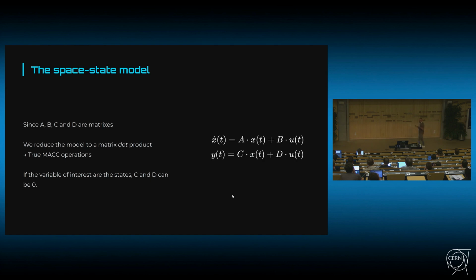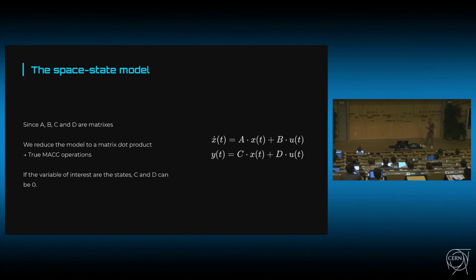What makes this more interesting if we want to implement this in an FPGA is that A, B, C, and D are matrices. If we take a look at the equation and replace A, B, C, and D with matrices, we can see that the entire system is based on dot products of matrices, which are essentially MACC operations, multiplications and accumulation. Since there is nothing between the multiplication and the addition, the implementation tool will implement this in the DSP blocks.